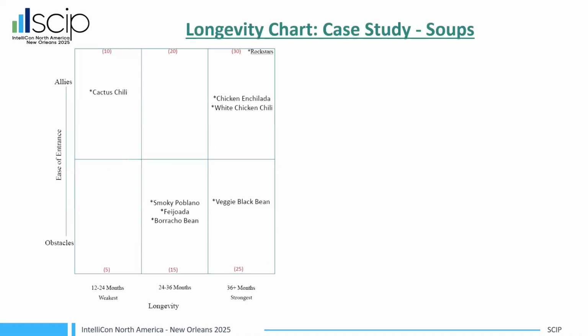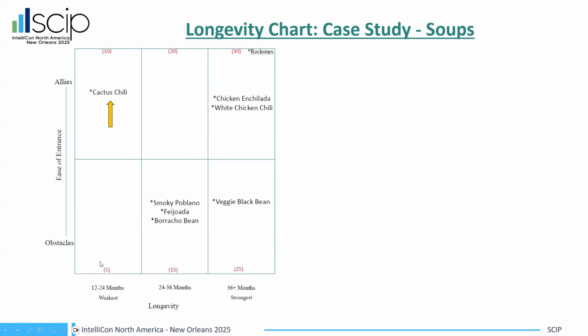So this is our little study. On soups, I'm going to pull up the chart. We're going to focus on just one, this little cactus chili over here. You can see that the 6 quadrants are numbered. They get scores from 5 all the way up to 30. If you're a 30, that means you have lots of allies and you're going to last a long time. We call these little guys rock stars.